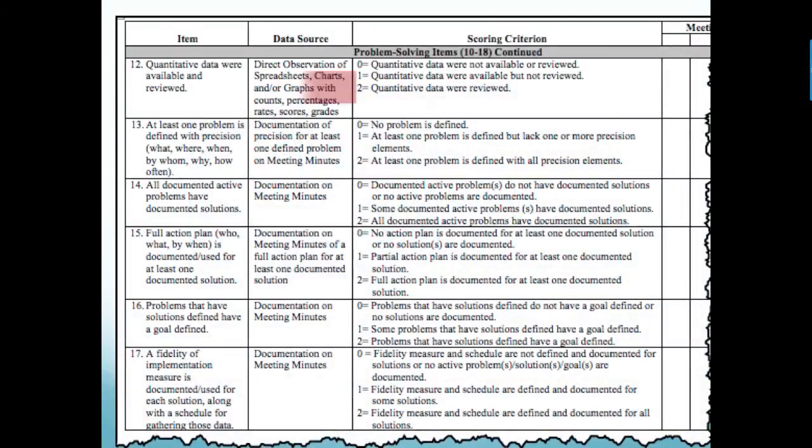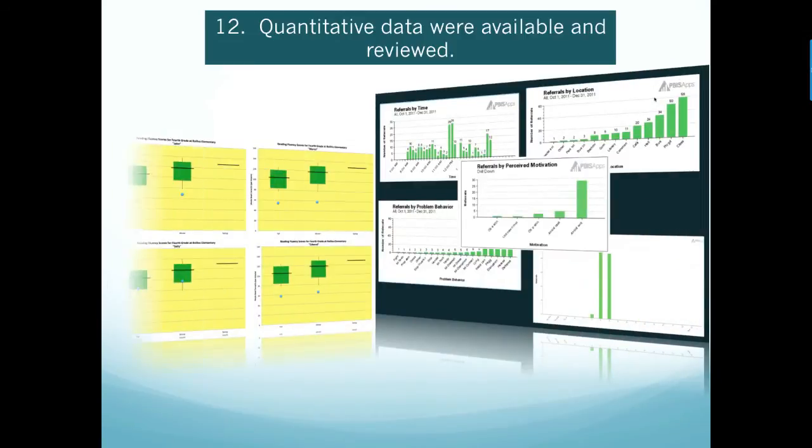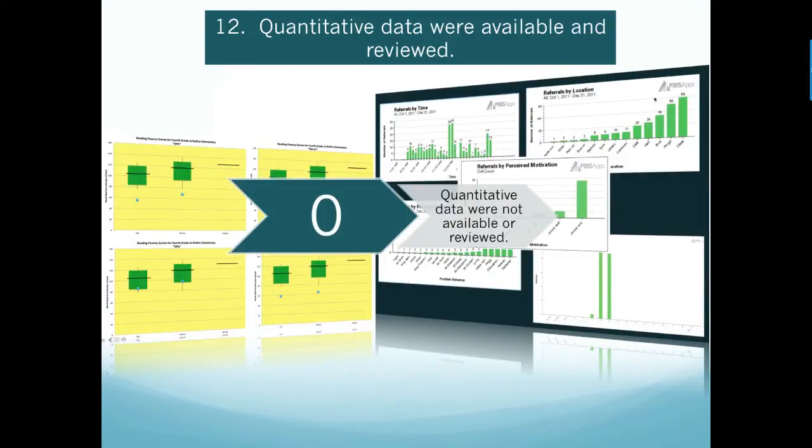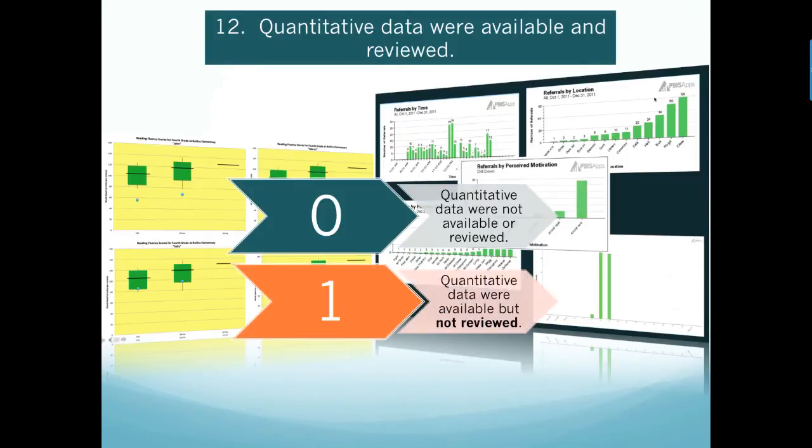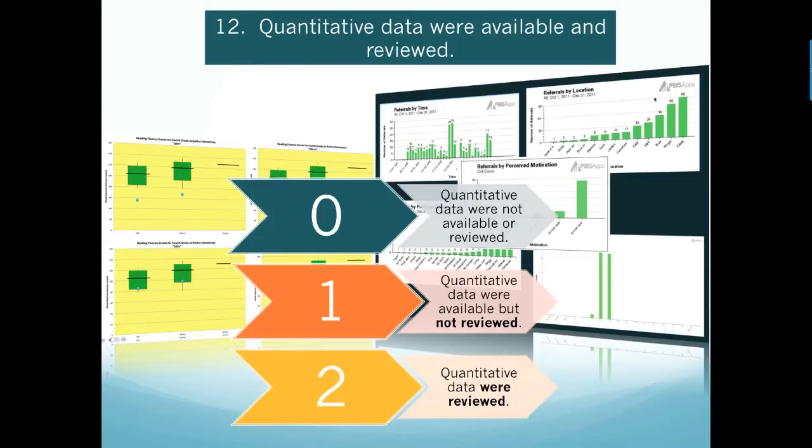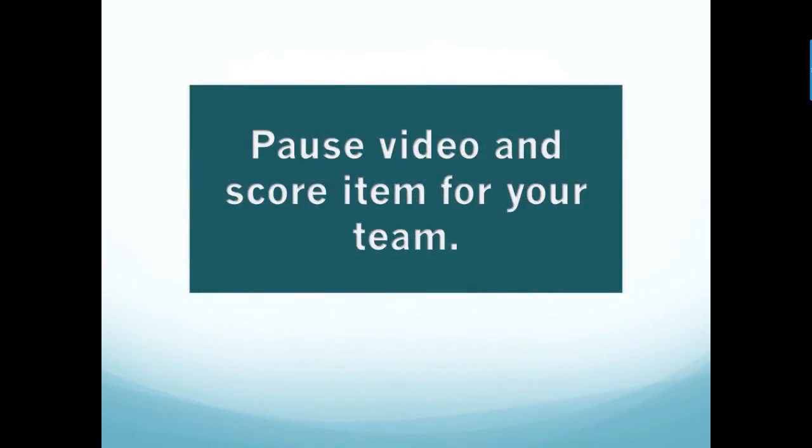Item 12 targets the use of quantitative data during our problem solving, and it asks whether they were available and reviewed. And score 0 if quantitative data were not available or reviewed. A 1 is if they were available but not reviewed, in other words, just sitting on the table someplace but not used to inform our steps in problem solving. And a score of 2 reflects that quantitative data were reviewed. Again, this is time to pause this video and score this item for your team.